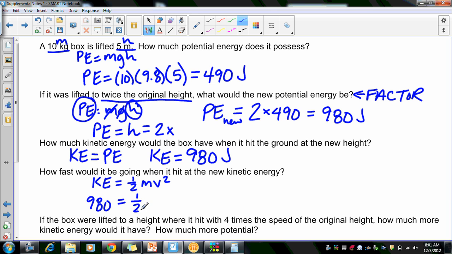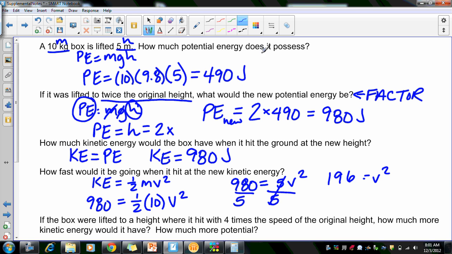equals 1/2 the mass of the object, since it's the box still, will be 10 times v squared. So we have 980. Half of 10 is 5 times v squared. Divide by 5. So then we're left with v squared equals 196. And then to find v, we take the square root of both sides. And we get 14 meters per second.